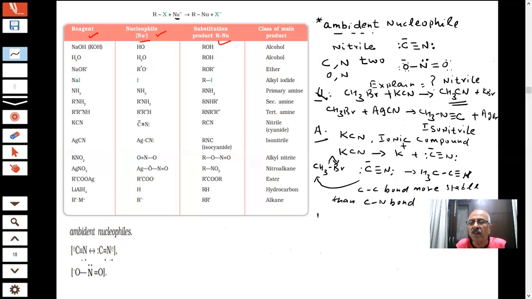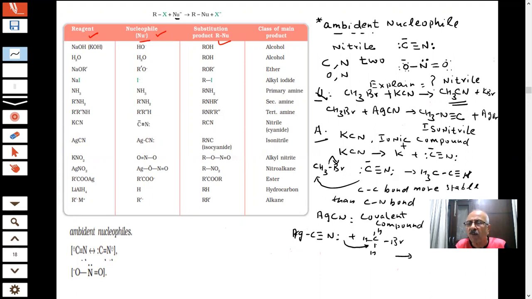Second, I'm saying AgCN is a covalent compound. A covalent compound does not form ions. Then what will happen? You have Ag-C triple bond N plus CH3Br. Now this is not dissociating into ions. Carbon is not available, carbon is already bonded. So which is available? The nitrogen lone pair.